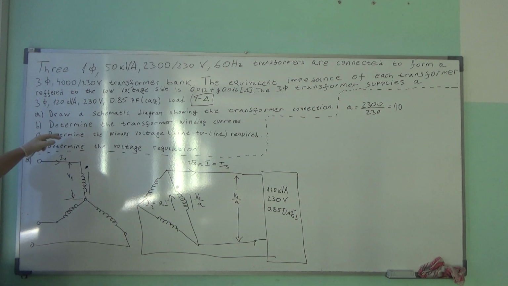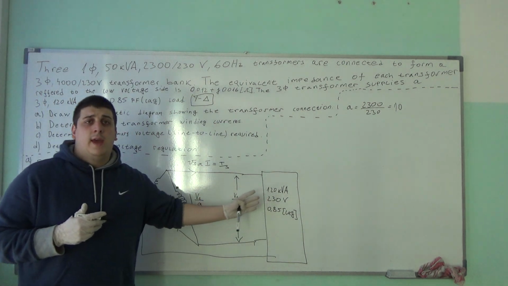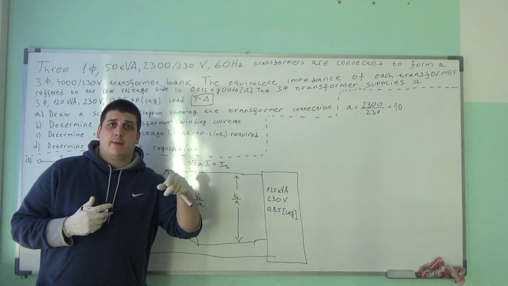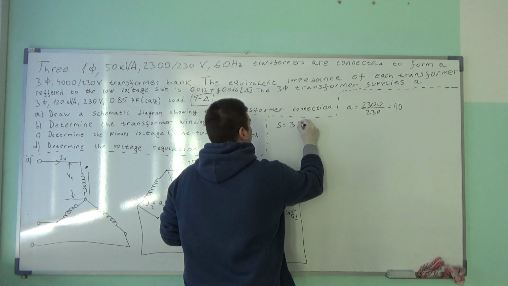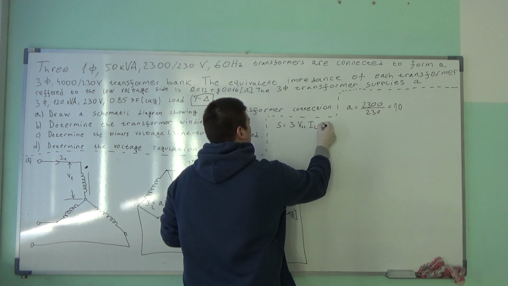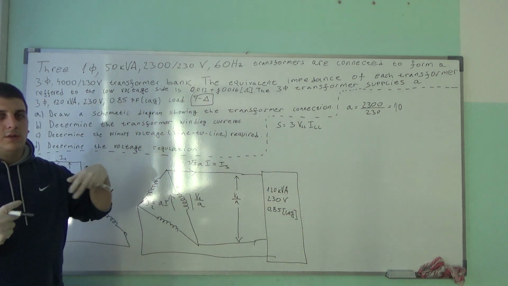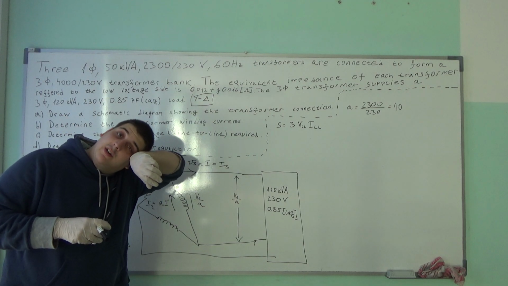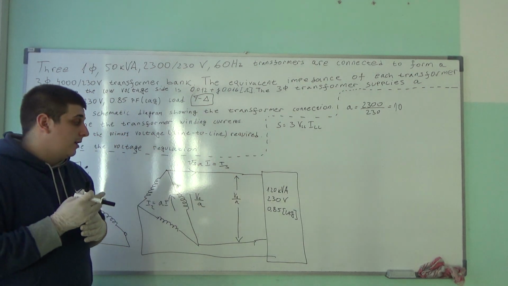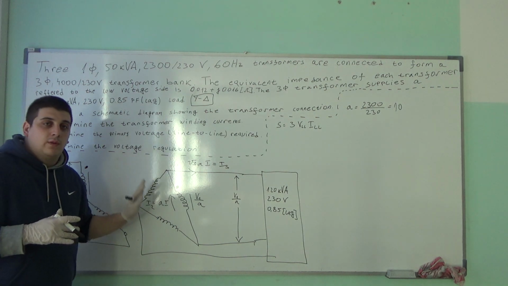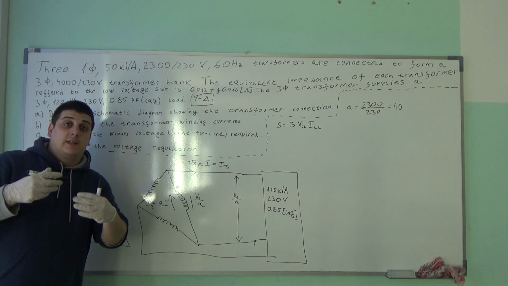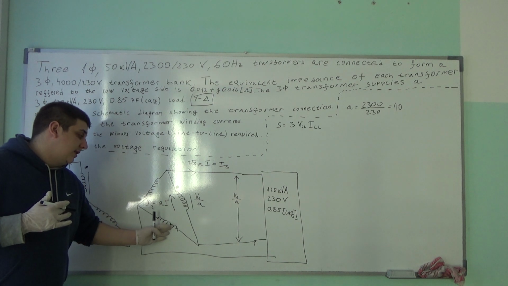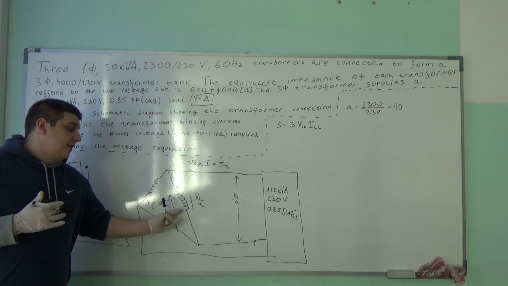Now for B, determine the transformer winding currents. This is a delta load, and the apparent power S is equal to 3 times the line voltage times the line current. If you don't know this, you should look at the fundamentals of electrical engineering. Let's say this is the load. Don't look at this as a transformer. This has apparent power if it's a balanced load, and in this case, it is: this is the same load as here, and this is the same load as here.